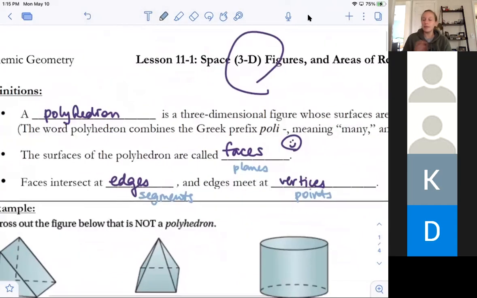So again, we're talking about these 3D polygons, which we call polyhedrons. That's a fancy name for a 3D shape. Their surfaces are called faces. The places where the faces intersect are called edges, and then the edges meet at points called vertices. So we're going to do some identifying in a second.